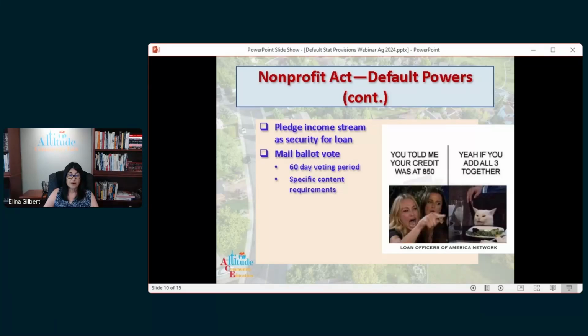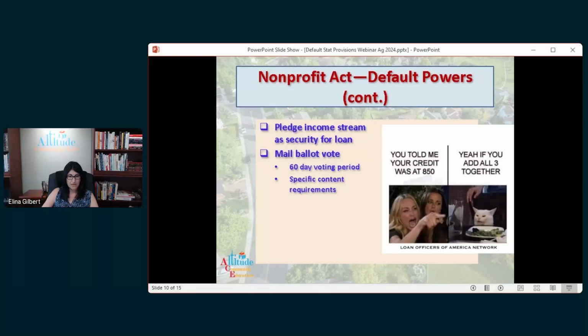The last power I want to talk about is the mail ballot vote. So the statute actually calls it a written ballot, which I find to be stupid because, let's face it, most of our ballots are in writing. And so calling something a written ballot doesn't distinguish it from the ballot we pass out during meetings. So we call it a mail ballot vote because you're actually distributing a ballot to the owners.